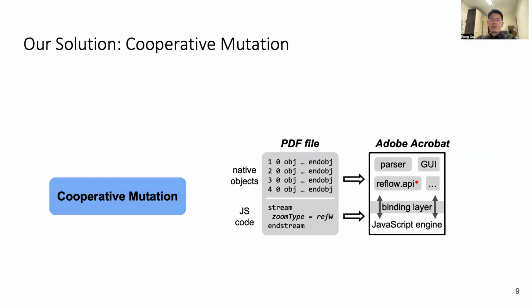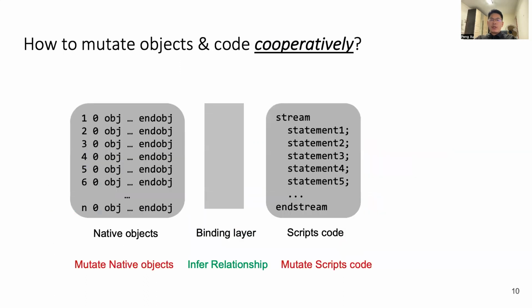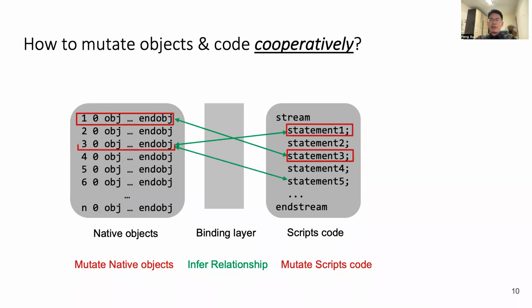Our solution is cooperative mutation. It's very straightforward. We mutate both native objects and script code in a cooperative manner. So we come to the problem, how to achieve cooperative mutation. First of all, we need to infer the relationship between native objects and script code. And then we use the inferred relationship to guide mutation on both sides. Specifically, if a scripting API has a potential connection with some objects in a document, we will assign these objects a high priority for mutation.